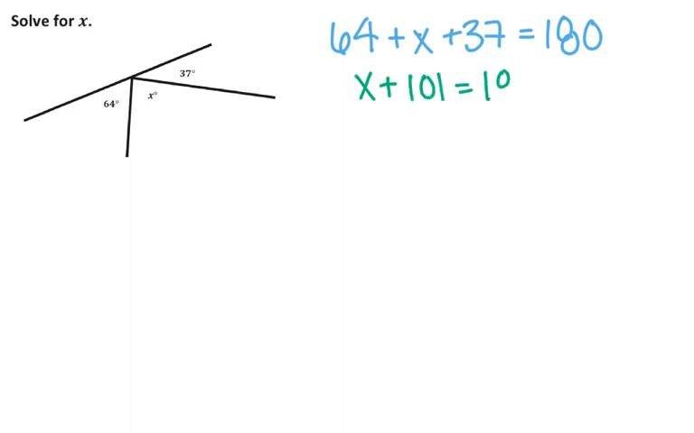is equal to 180. Subtract 101 from both sides. So x is equal to 79 degrees. So this is 79 degrees.